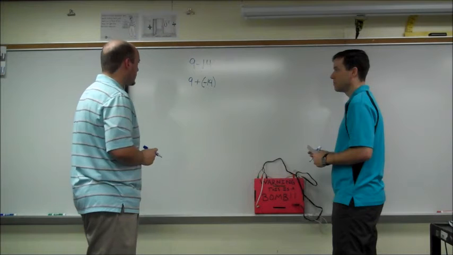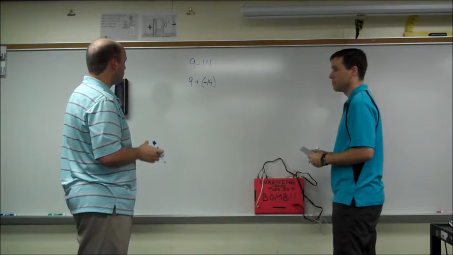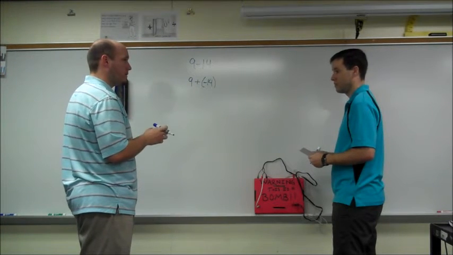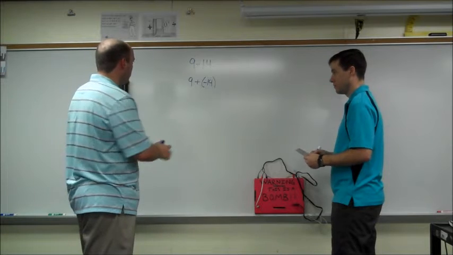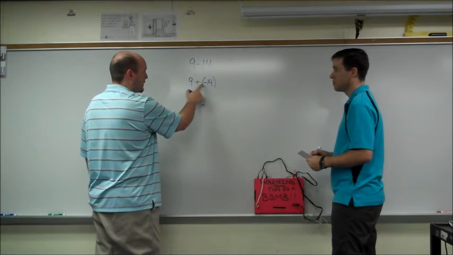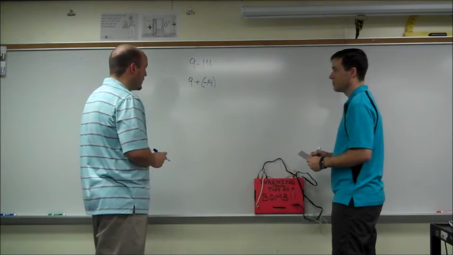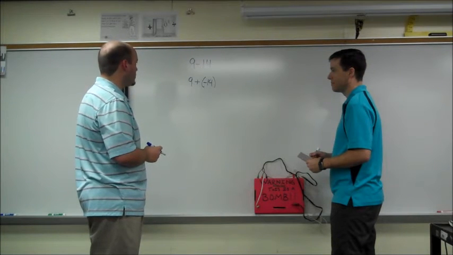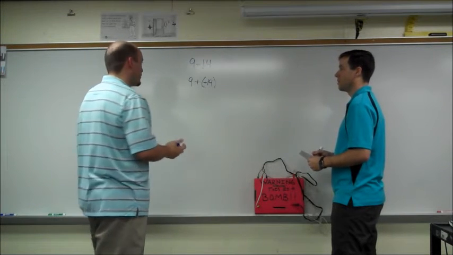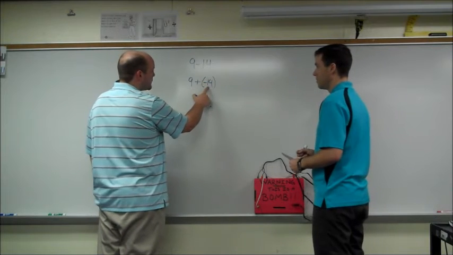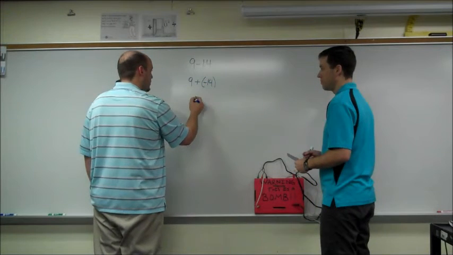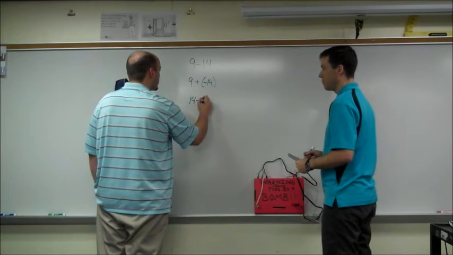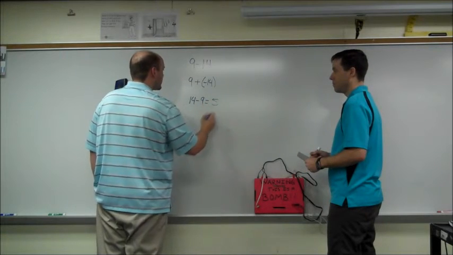Now the rules you were telling us a minute ago told us that when the signs were the same, we were going to add the absolute values and keep the sign. But when the signs are different, like they are here, I've got a positive and a negative, I have to subtract the absolute values, and then I keep the sign of the one with the greater absolute value. So my absolute values are 14 and 9. I'll go ahead and subtract those. 14 minus 9 is 5.